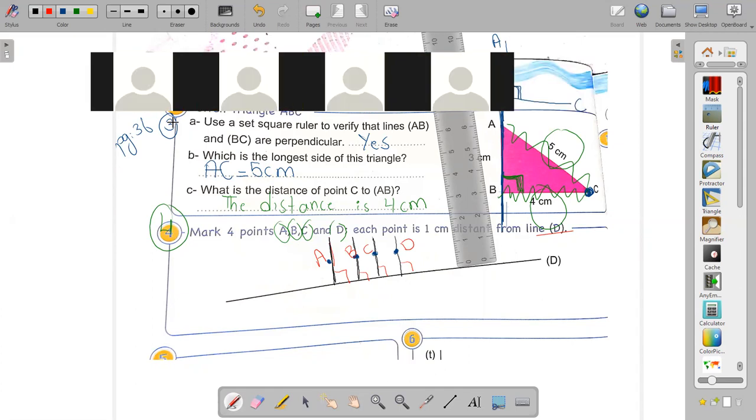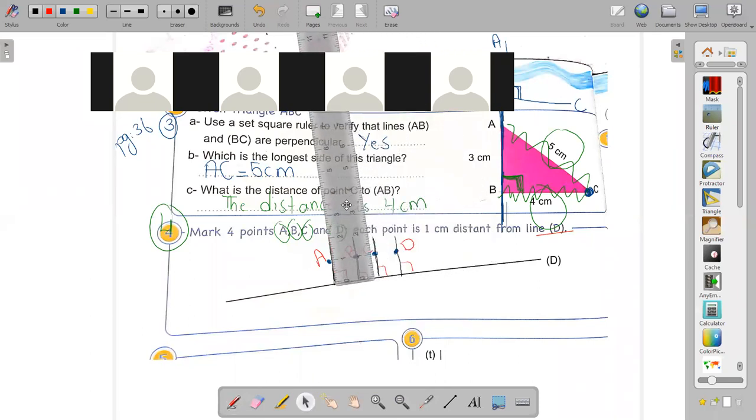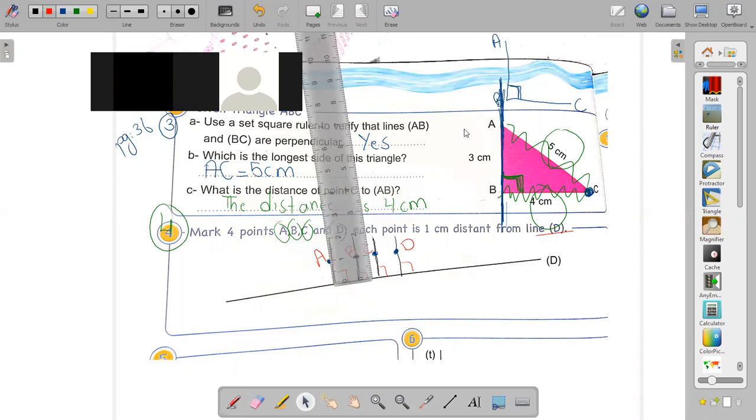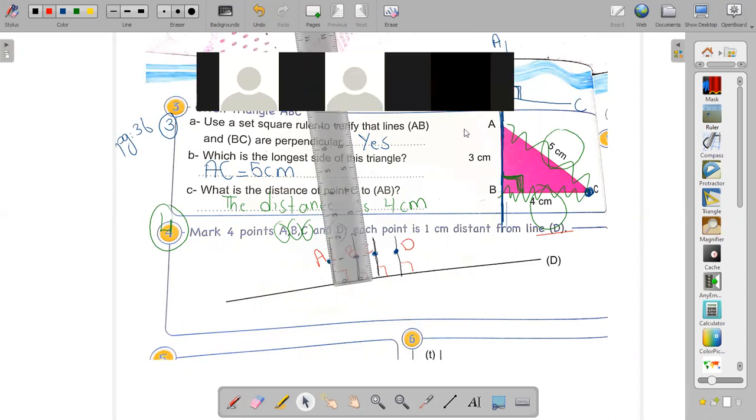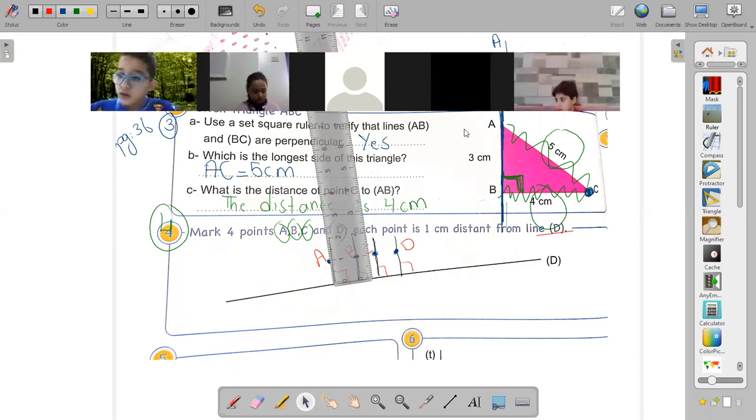We put the 0 on the line; the 0 centimeter has to be on the line D. Yes, you understood, when you reach one place a point. Okay. Any question about exercise four? No. Okay. No more. On Monday, we will practice more. Okay. How do we draw perpendicular?